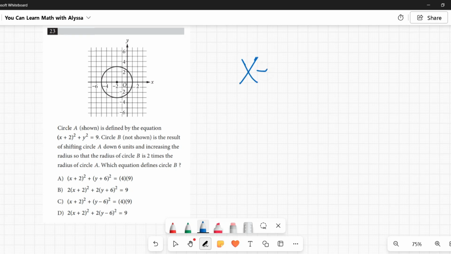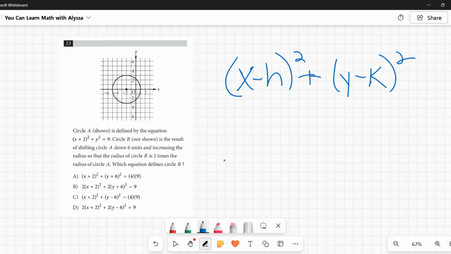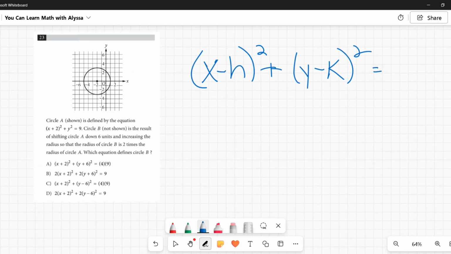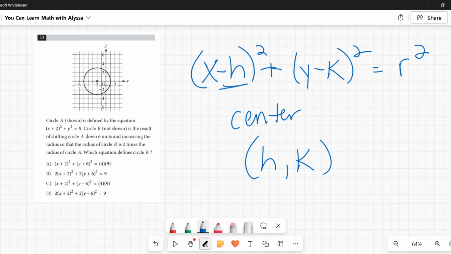It is x minus h squared plus y minus k squared equals r squared. This is an equation for any circle in which the center of the circle is going to be (h, k), so the opposite of whatever those two are, because if this is positive, this will be negative. If this is negative, this will be positive. So it's the opposite of those. And then r is the radius.